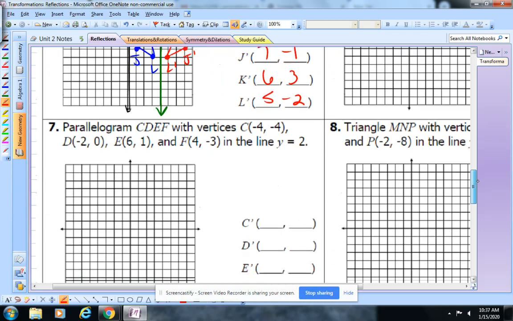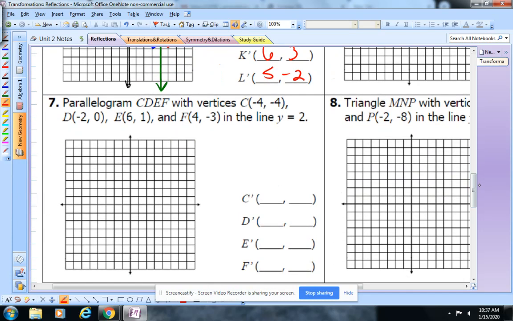Let's look down at number 7. This time we're reflecting over Y equals 2. And what kind of line is Y equals 2? Horizontal. So what do you think is going to happen here? The X's will probably be the same. So let's graph it. We got a parallelogram.